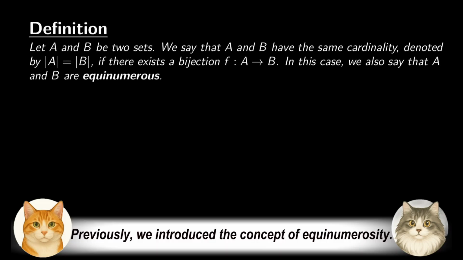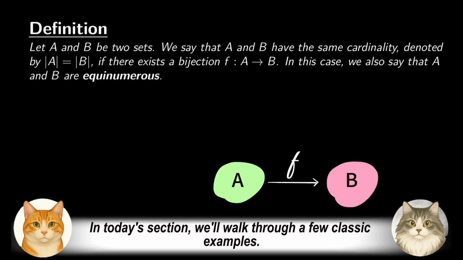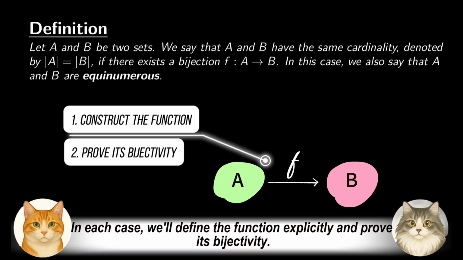Previously, we introduced the concept of equinumerosity. Recall that two sets A and B are said to have the same cardinality if there's a bijection from A to B. In today's section, we'll walk through a few classic examples. In each case, we'll define the function explicitly and prove its bijectivity.